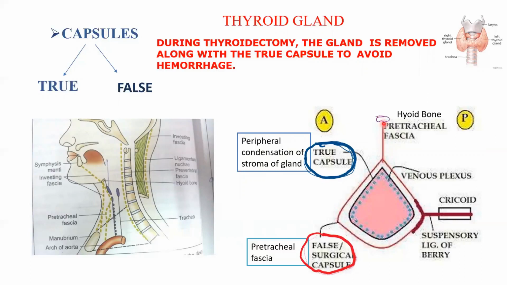As both structures, the hyoid bone and the cricoid cartilage, move during deglutition or swallowing, they also carry the thyroid gland along with them during this act of swallowing. So this mobility of the thyroid gland during deglutition becomes clinically important to differentiate swellings of the thyroid gland from other swellings in the neck.